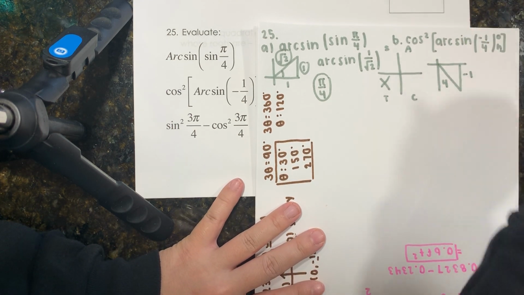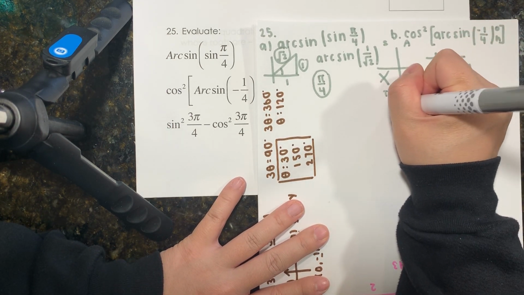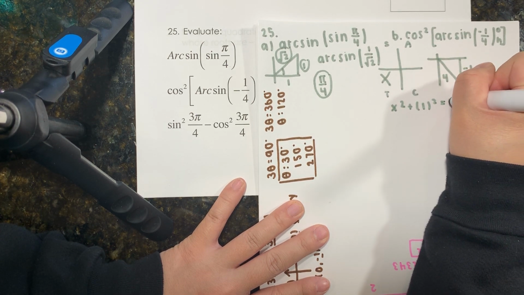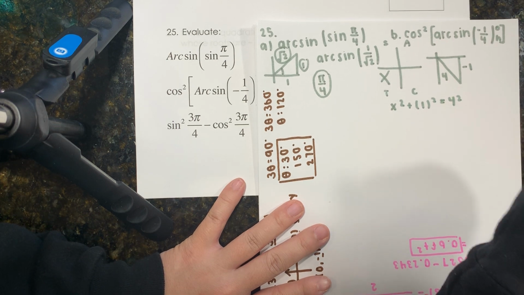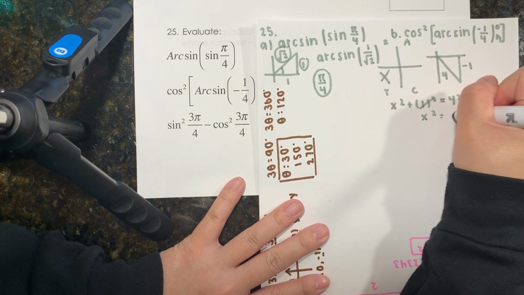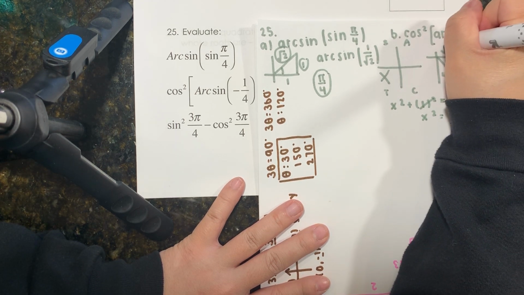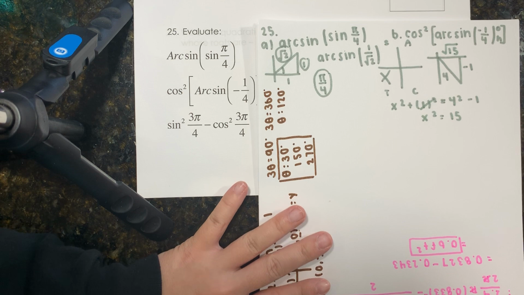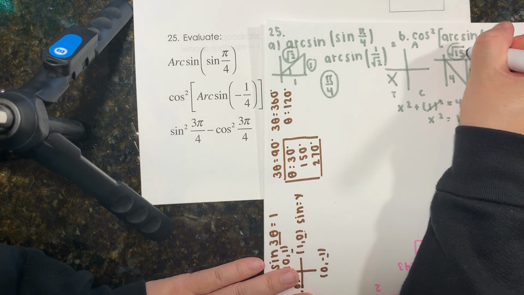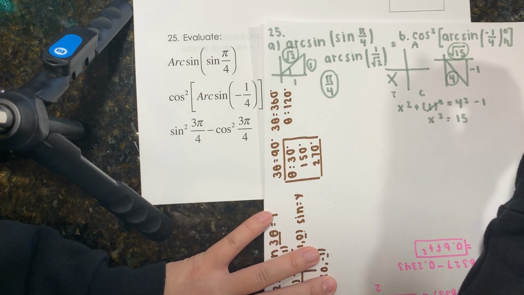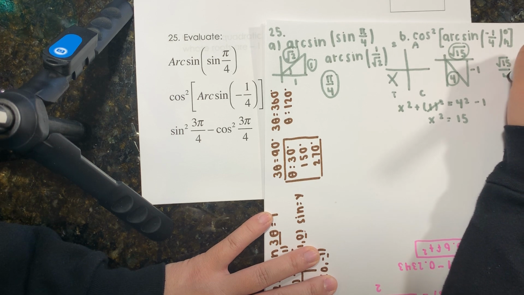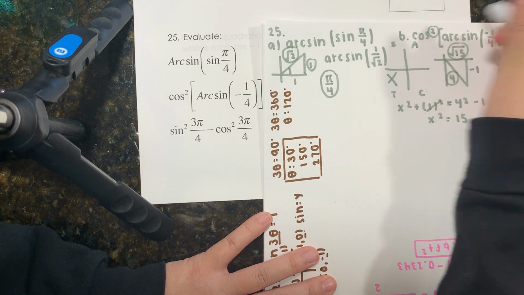Now I have to find the length of my adjacent side by doing the Pythagorean theorem. So I'm going to do x squared plus 1 squared equals 4 squared. So subtract 1, so 16 minus 1 is 15, so I have x squared equals 15, which means that this is going to be the square root of 15. Now the cosine of that triangle is adjacent over hypotenuse. So my answer is going to be root 15 over 4. But don't forget, because it says that we have to square that ratio.